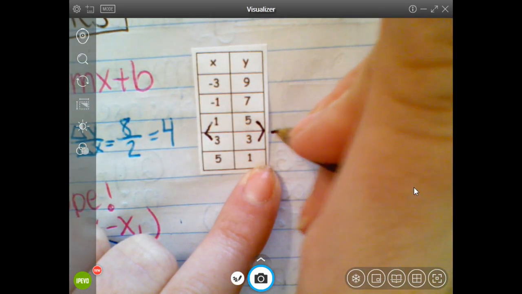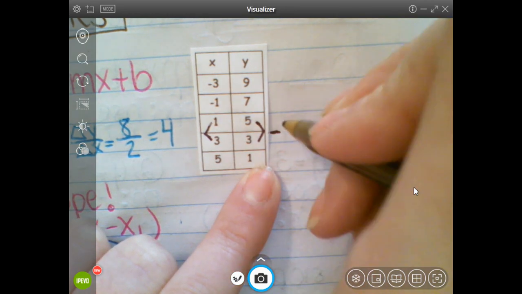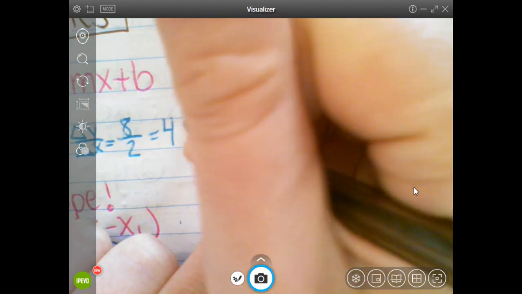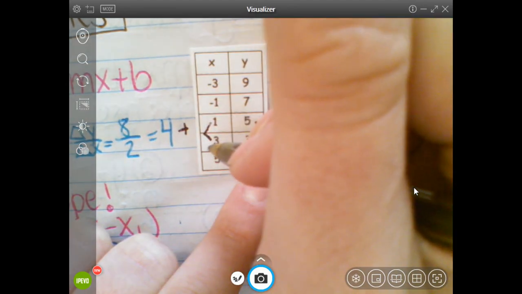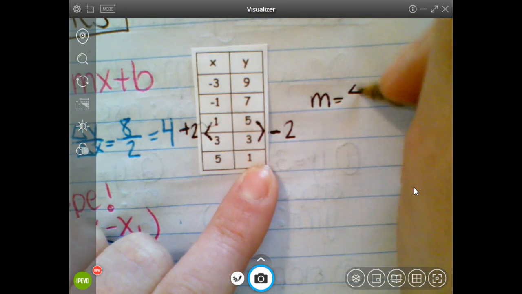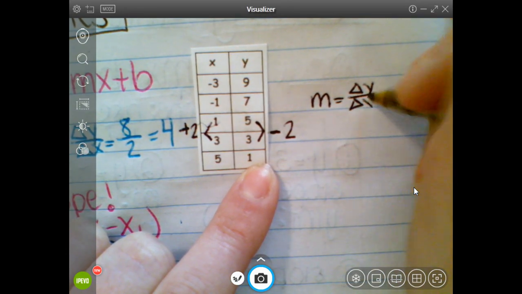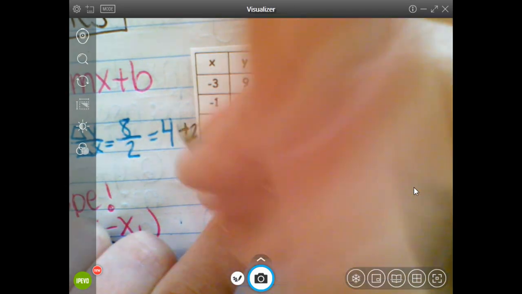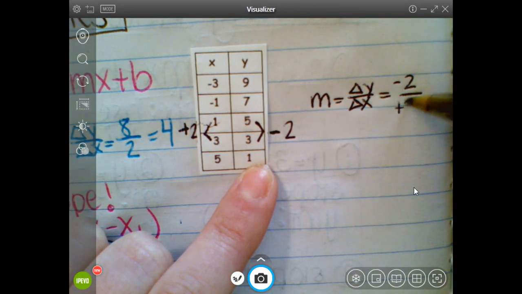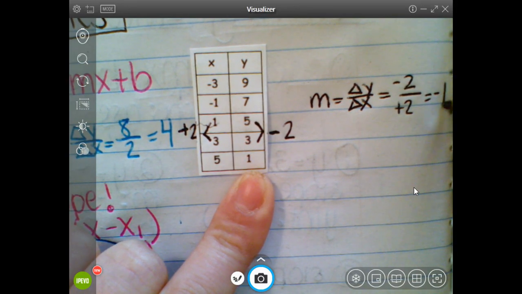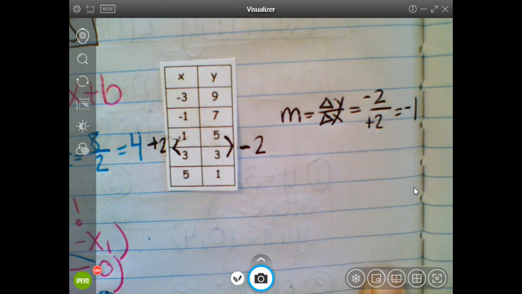Well, it's going smaller, so I subtract, and I take away 2. Well, how do I get from 1 to 3? Well, now I'm adding, because it's getting bigger, 1 to 3, and I'm adding 2. So when I think about my slope and my change, well, the change in the y's over here was negative 2. The change in the x's over here was positive 2. And I could leave it or just type in my calculator and I get negative 1.